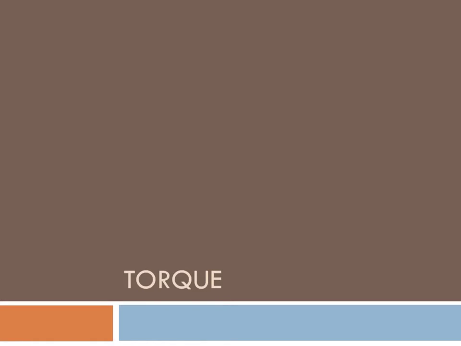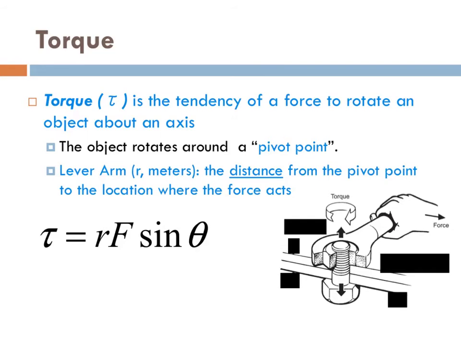Our next topic in this video is torque. Now, torque was also covered last year. It is represented by a Greek letter tau, and it is the tendency of a force to rotate an object about an axis. So in this case, we're going to normally refer to it as our pivot point.